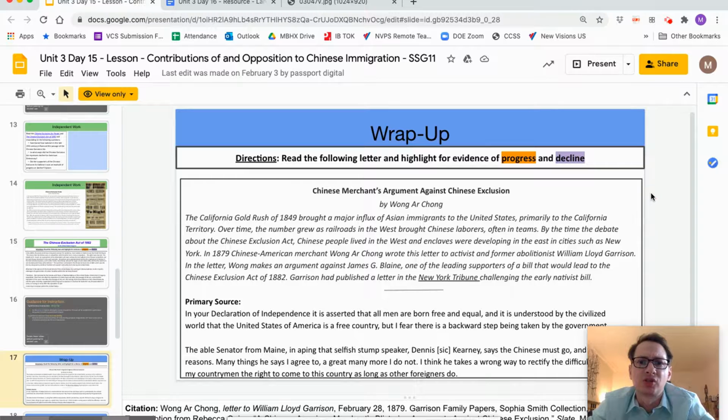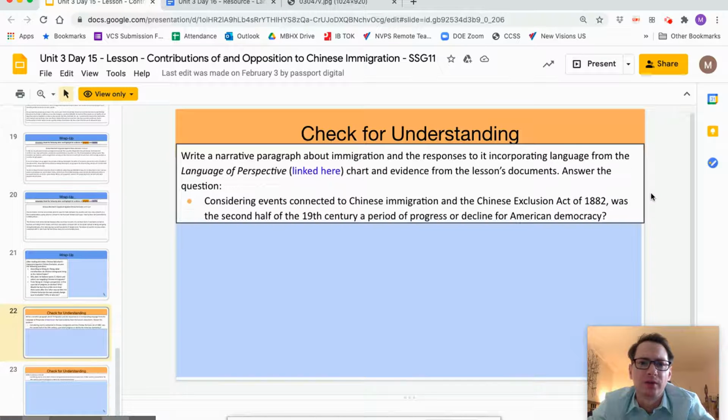And this lesson does end with a check for understanding, where they have to apply their knowledge of the Chinese Exclusion Act and its related events to determine whether it was a period of progress or decline for American democracy. Because time is limited, and with all the other difficulties presented with remote instruction, we have to be mindful of what the highest leverage activities are that we present to our students.